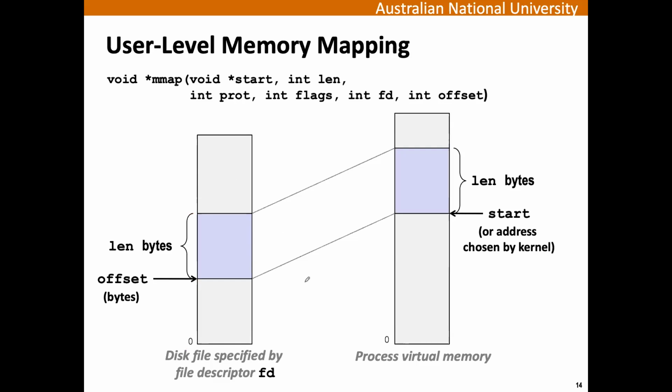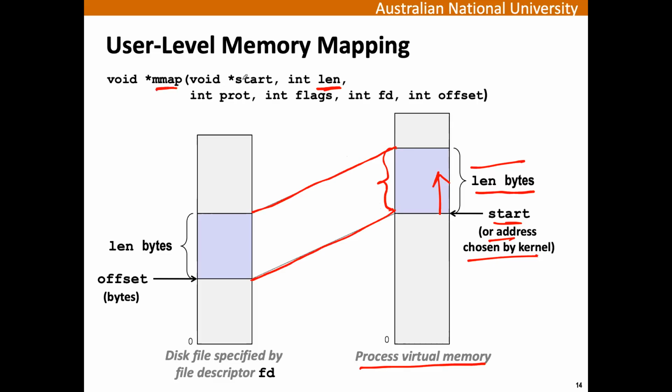Sorry, it's the opposite. This is the virtual memory, and this is the disk file. This is the illusion that you have created. So you're creating a new mapping in your virtual address space, and you specify here how big the mapping is. The start address is here or chosen by the kernel, okay? And it grows upward, and you're creating this mapping using mmap.